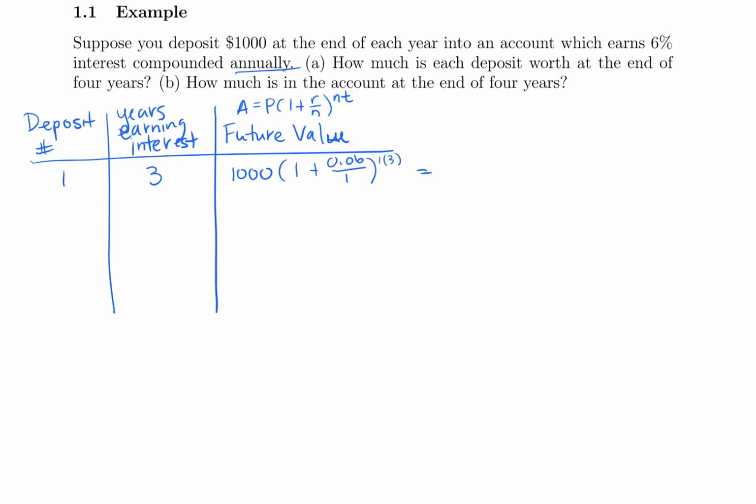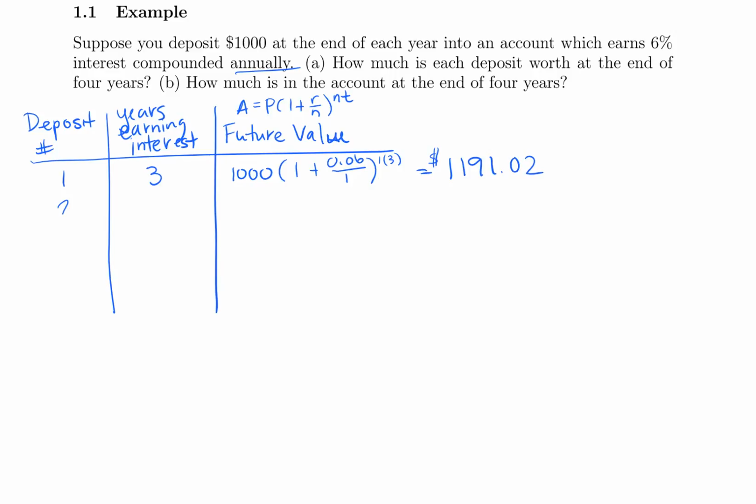And so this gives us $1,191.02. Okay, so it's nice. Over the 4 years, the money goes through 3 different compounding periods. It earns interest 3 times. And so we made a little bit over $190 in interest.